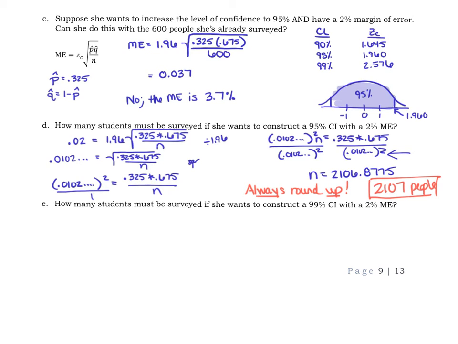2,107 people. All right. If she wants to make a 99% confidence interval with a 2% margin of error, the only value that changes from the example we just did is our Z sub C value. Notice that for 99% confidence, going back up to what I wrote in part C, that Z value becomes 2.576, and you go through the same set of steps. So I'm going to pause the video and write out the calculation in full, and then encourage you to do it yourself, and then come back and check and see if you got the right number of people.